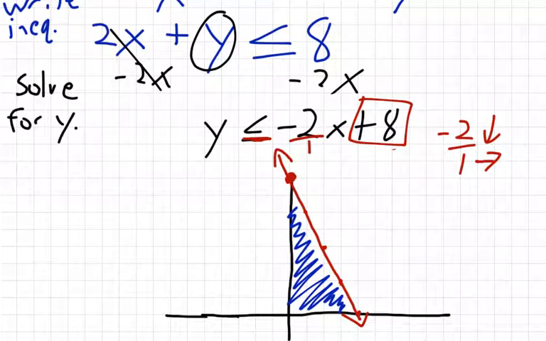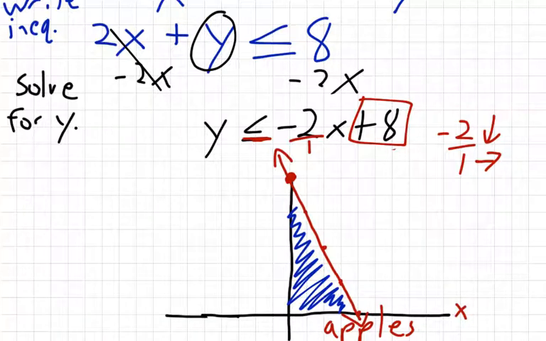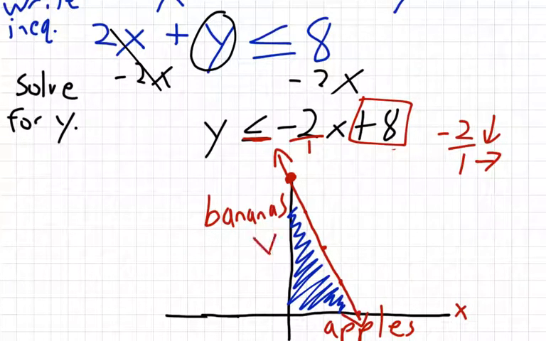And I can shade all the way under it, but I really only care about the values that are positive. The other ones don't make sense. So I just shaded under that graph. And this tells me that, and I'm going to label these axes for you so you can make sense of it. This is apples, my x-axis, because we'll let x be apples, and bananas, B-A-N-A-N-A-S, is our y-axis.